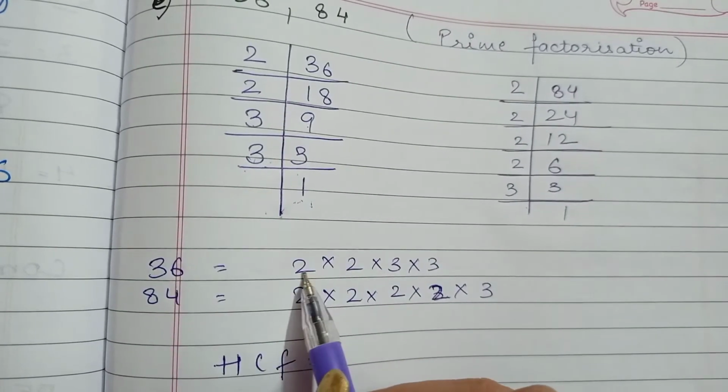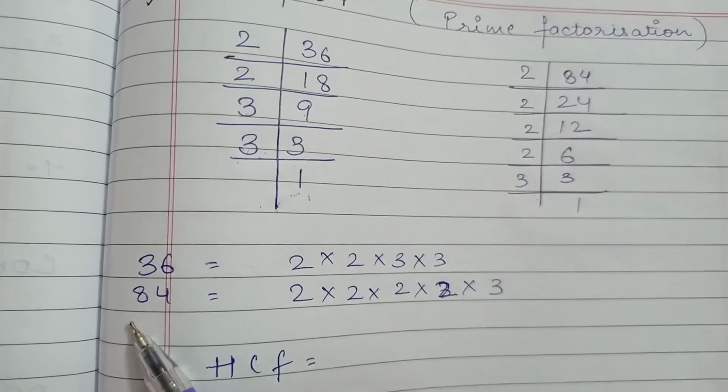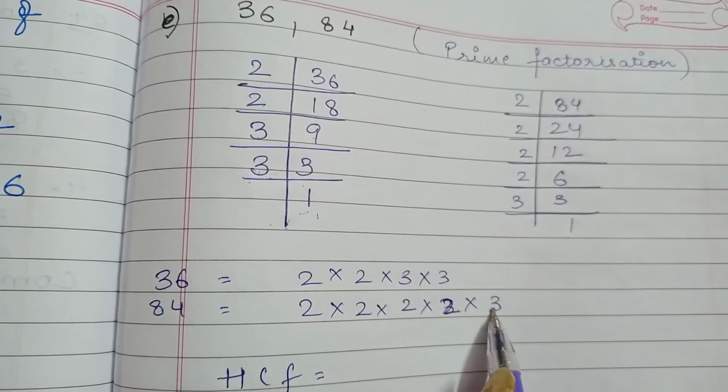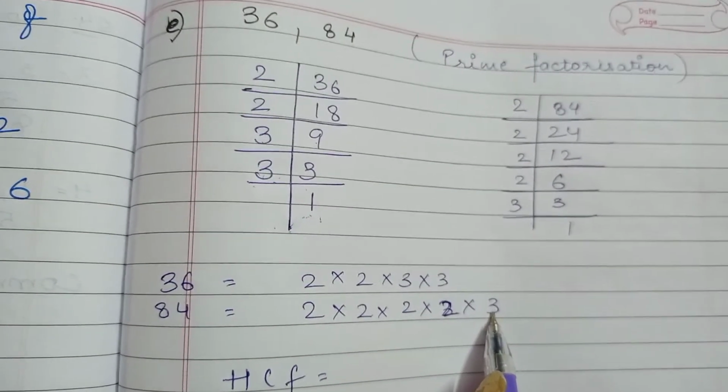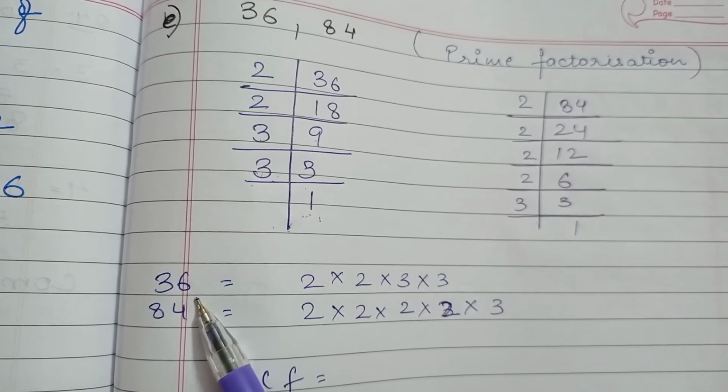For 36, write all prime factors together with multiplication sign, and for 84 as well, write all prime factors together with multiplication sign. If you'll multiply them, you'll get this number like that.